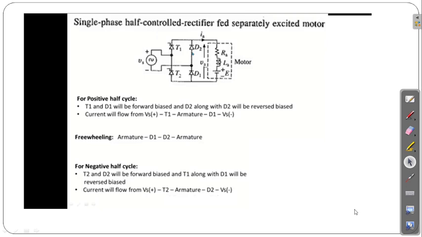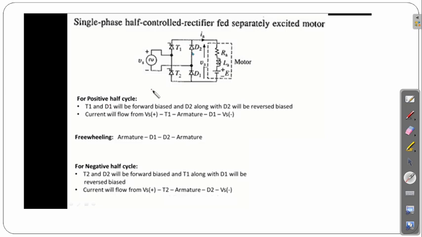Good day to all. Today we are going to see about the single phase half controlled rectifier with a separately excited DC motor. Previously we have seen the single phase full controlled rectifier. The process is the same here. We will control the motor speed with the help of armature voltage. That armature voltage will have AC input, then we will have a half controlled rectifier giving DC, with which we will control this separately excited motor.